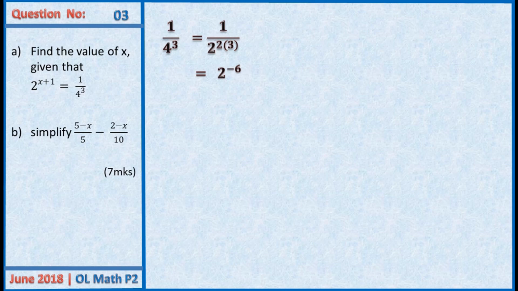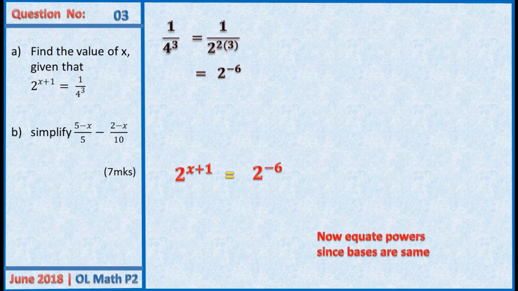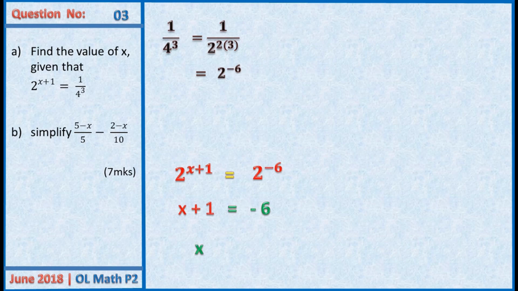The main idea here is, since the unknown, x, exists as a power, we have to do everything to make the bases the same so that we can equate the powers. So here, we have succeeded in making the bases the same, and we have 2 to the power x plus 1 equals 2 to the power minus 6. Now the bases are the same. We equate the powers to have x plus 1 equals minus 6, and x will be equal to minus 7.